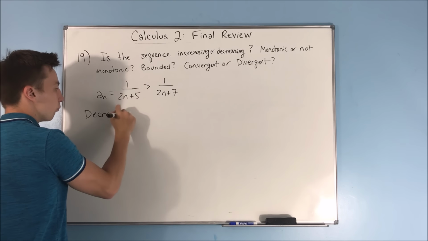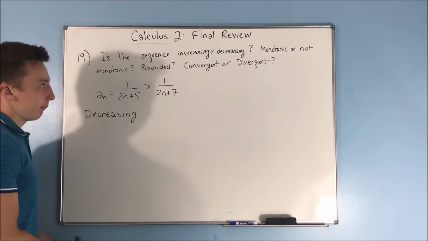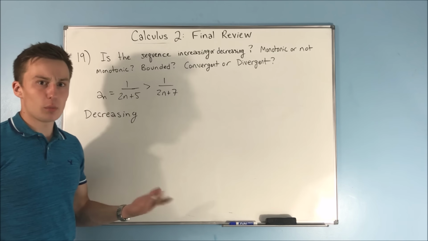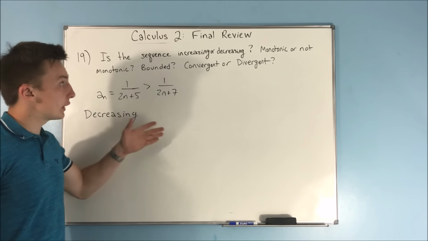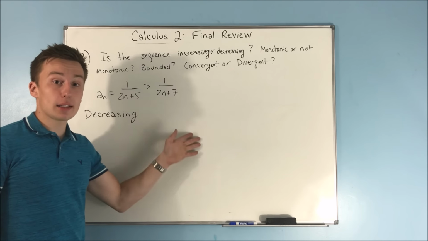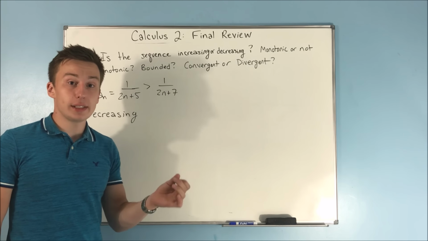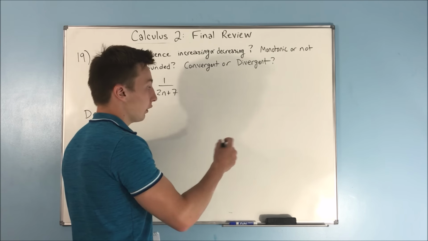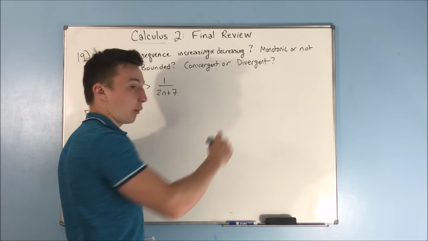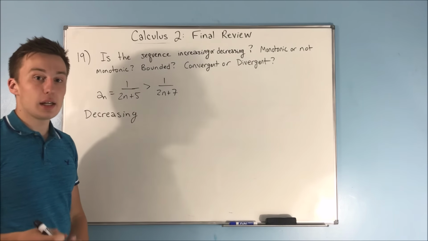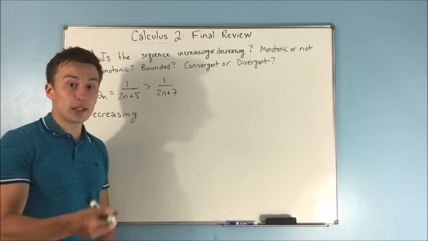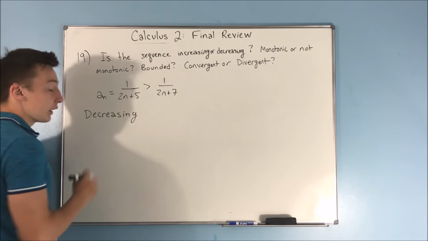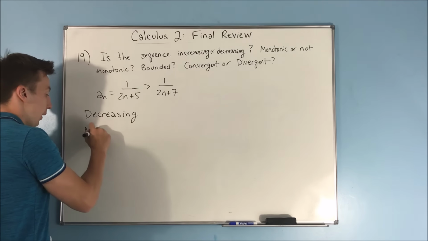And now we can move on to the next question. Is this monotonic or is it not monotonic? Now what does that mean? What does monotonic mean? Well, a sequence is said to be monotonic if it is strictly increasing or strictly decreasing. Okay? So something like sine, where it's just going back and forth, is not going to be monotonic because it's not strictly increasing or strictly decreasing, it's doing both. So here we just have something that is strictly decreasing. So it is monotonic.